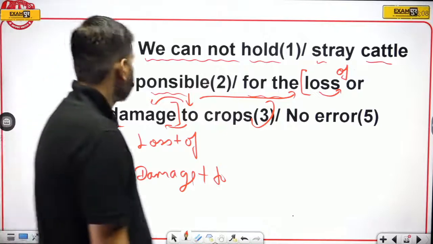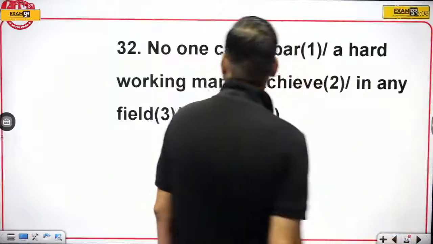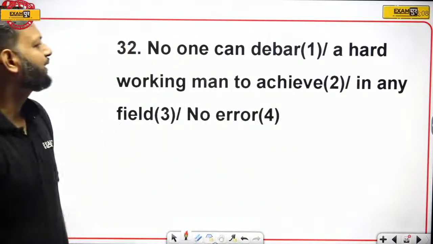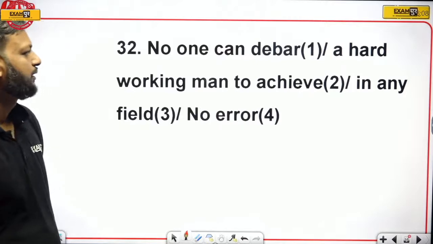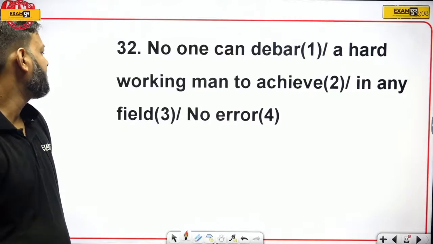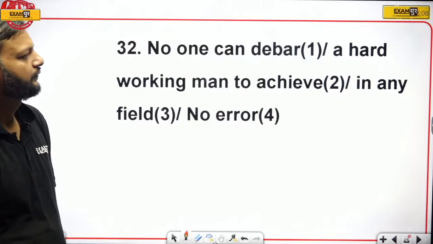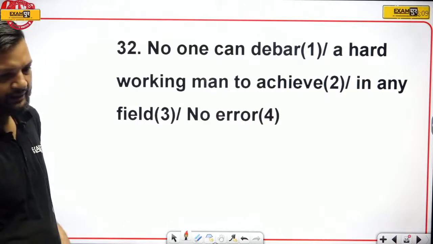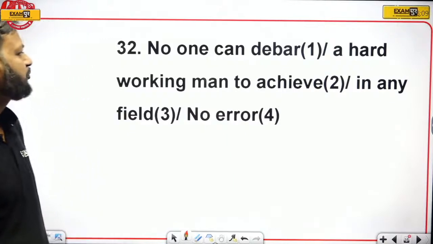Now the next one, question number 32. No one can debar a hard-working man to achieve in any field. No one can debar a hard-working man to achieve.